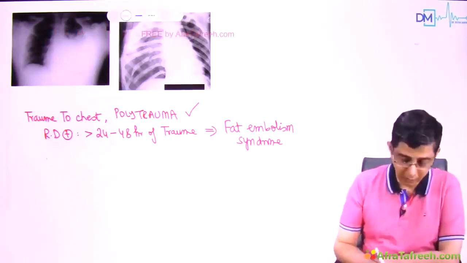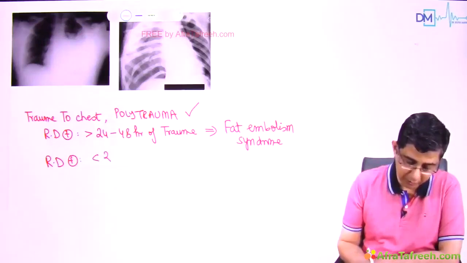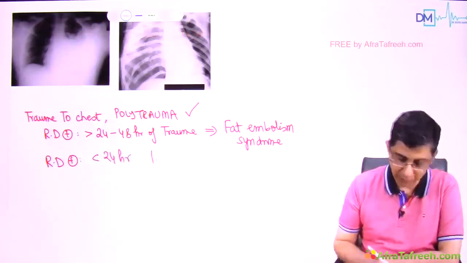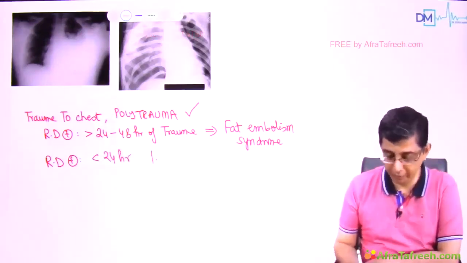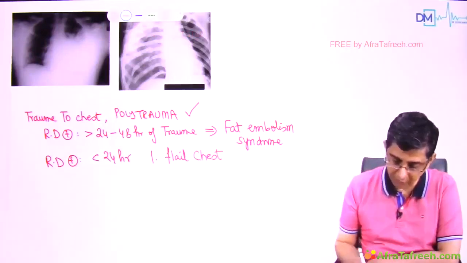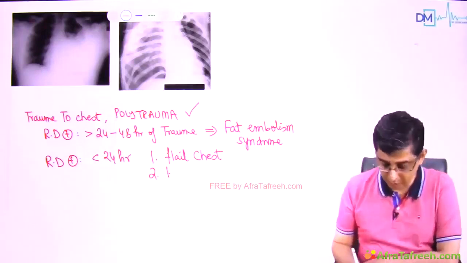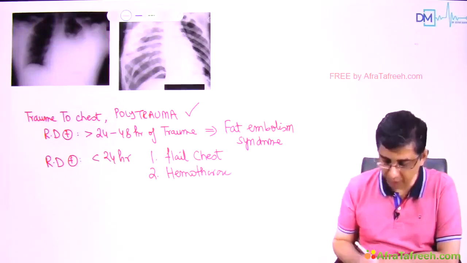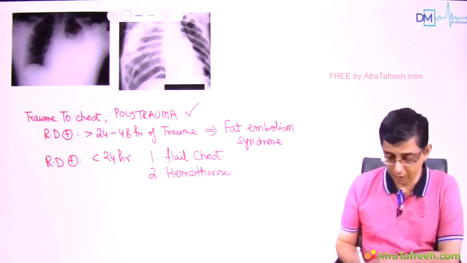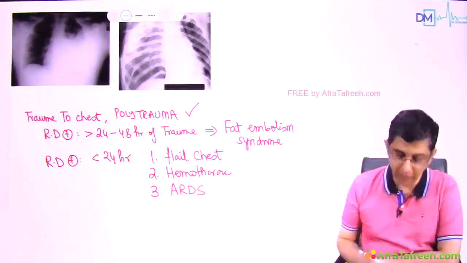But if you read about respiratory distress in a patient, which is developing usually in the first 24 hours only, one possibility to be obviously kept in mind would be flail chest, because if the ribs fracture, obviously he will be having chest pain and difficulty in breathing. Another possibility can be hemothorax in a patient, where you will notice blunting of the CP angle. And third, but not the least, also to be remembered is that trauma to the chest can trigger ARDS also.